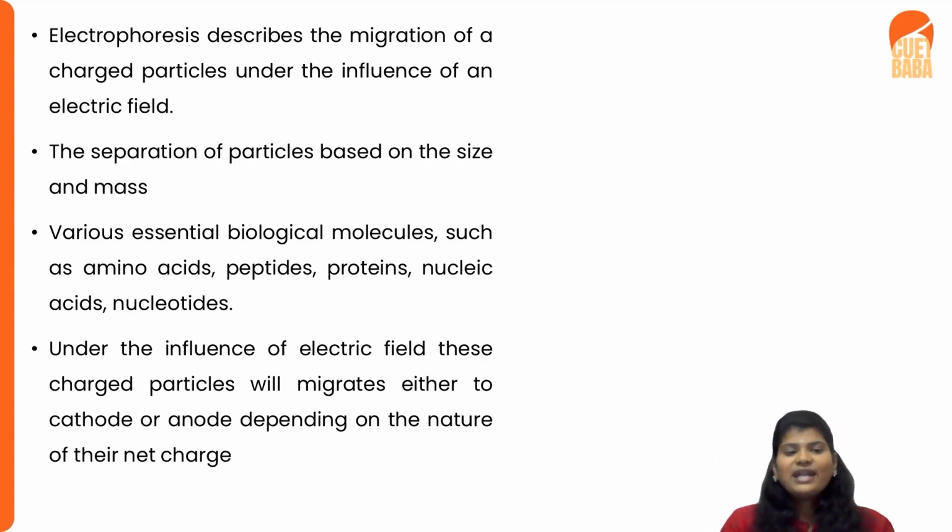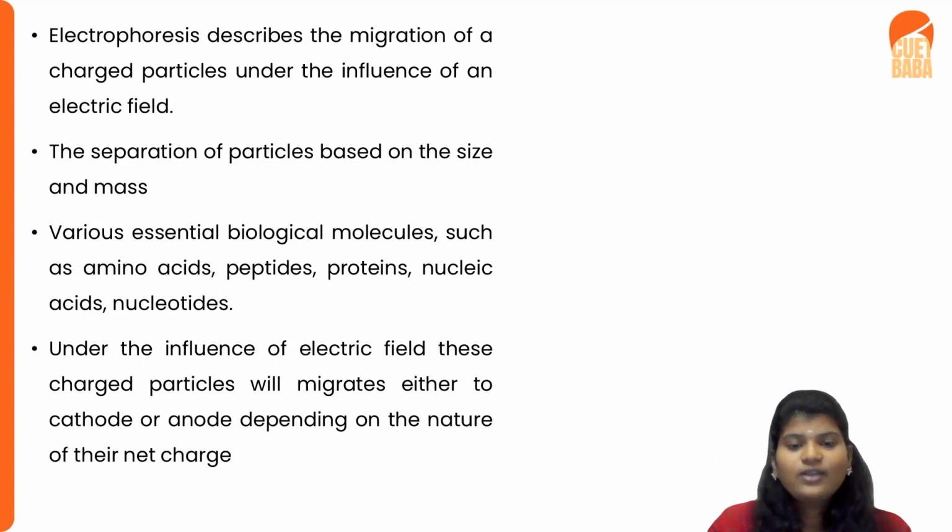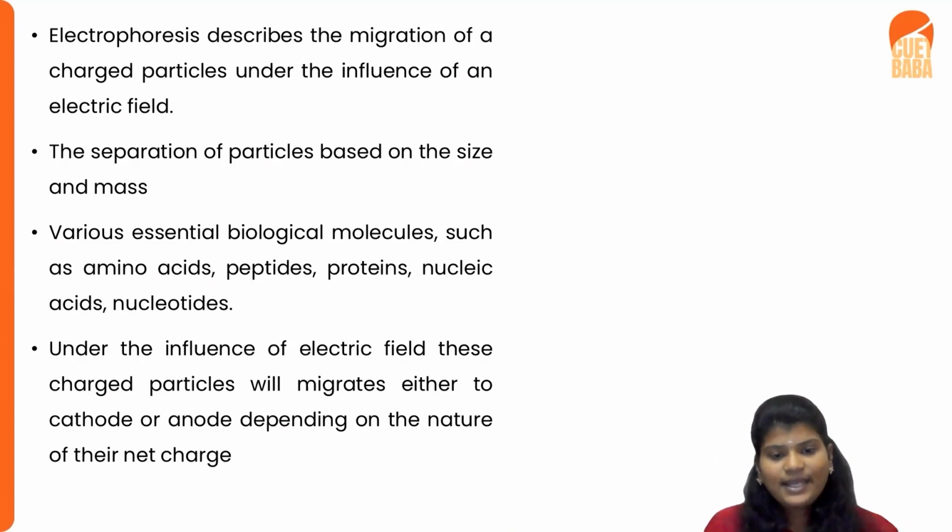The main reason is to purify and separate the molecules based on size and mass by applying the electrical field. There will be two different electrodes present: one is the cathode, and the other is the anode. The cathode is negatively charged and the anode is positively charged. When we apply the electrical field, the particles migrate from the negative cathode to the positive anode.